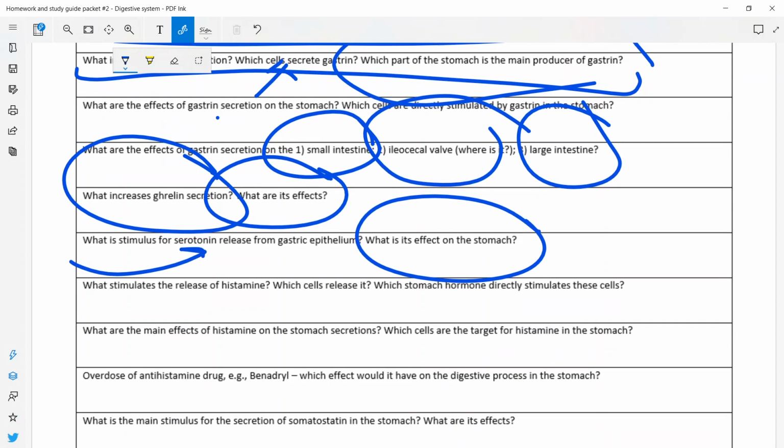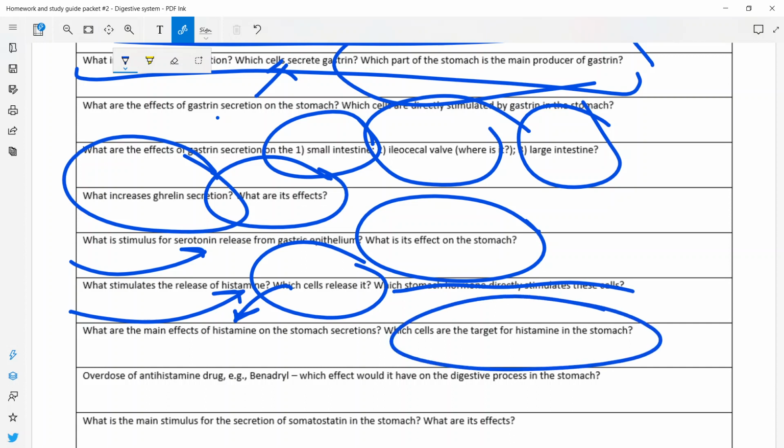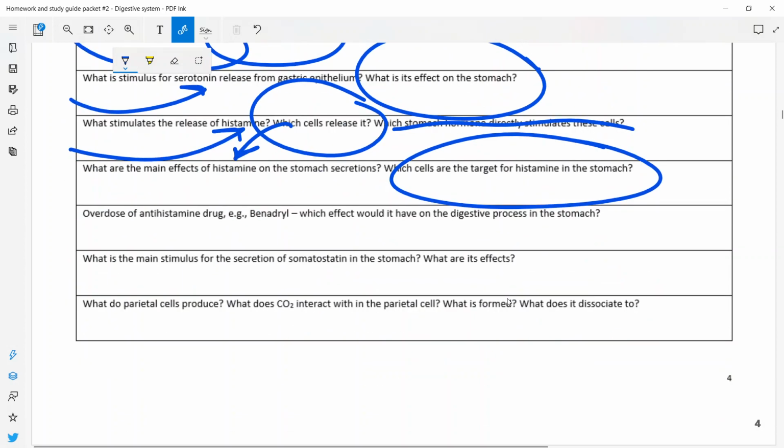Release of histamine is stimulated by food. ECL cells, enterochromaffin-like cells, release histamine. Now that's kind of weird, so it's actually a typo here. Histamine directly stimulates gastrin. So histamine stimulates gastrin, and the cells that are the target for histamine are G cells. Benadryl would slow down the digestive process, resulting in pretty much constipation.